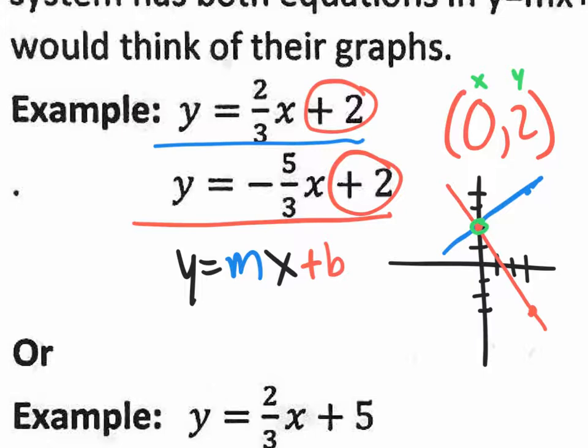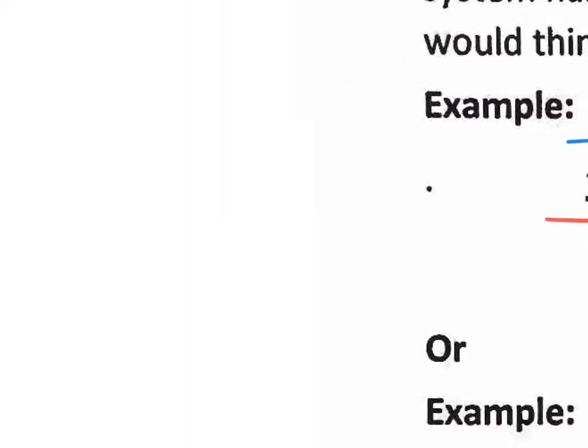So whenever it's in slope-intercept form and you have the same B value, you already automatically know your answer. You don't have to do any math. You don't even have to graph it, unless you're totally lost. But it's like a free point, guys. And I promise you, it will happen on at least one question on Friday's quiz.